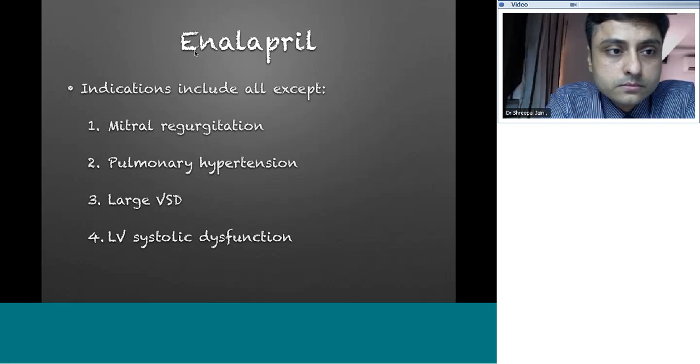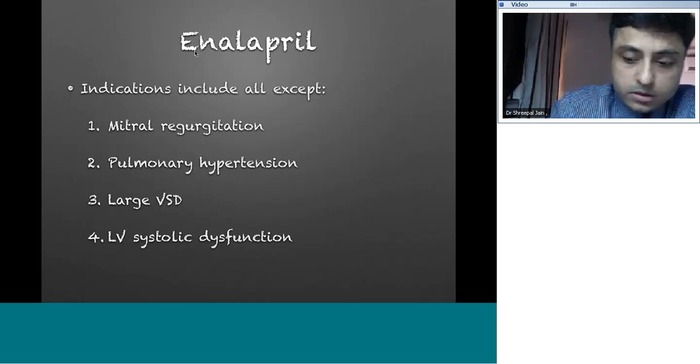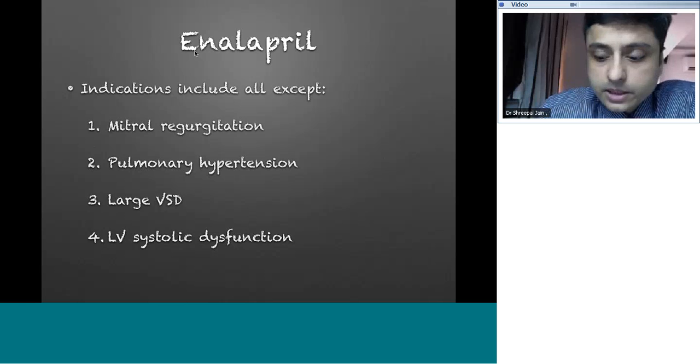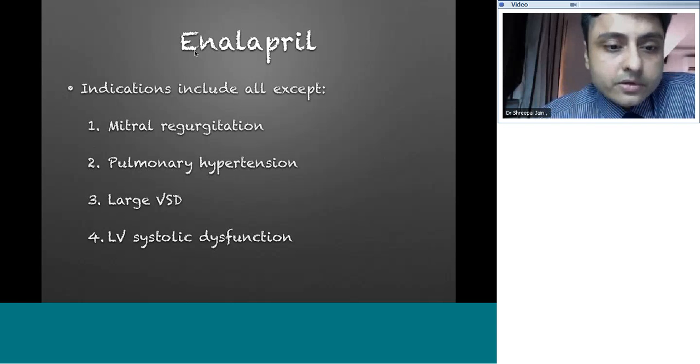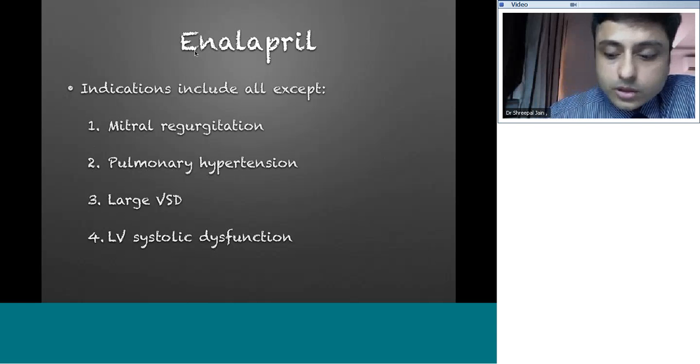Number 2, very good. So enalapril is essentially a systemic vasodilator. It's useful in mitral regurgitation because it brings down your systemic vascular resistance. Large VSD for similar reasons, as well as in LV systolic dysfunction. It doesn't really have much effect on the pulmonary system.